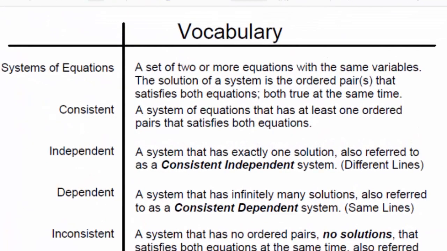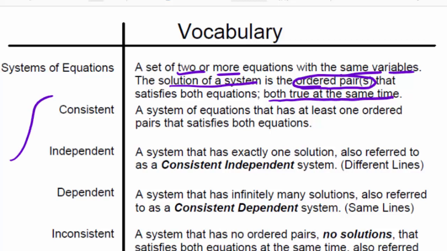Okay, so here we have our vocabulary, systems of equations. This one's actually kind of easy. It's a set of 2 or more equations that have the same variables. Now, systems can have solutions, so the solution of a system is an ordered pair or pairs. This is something you want to point out here. It's an ordered pair or pairs that satisfies both equations. What that means, it makes both equations true at the same time.